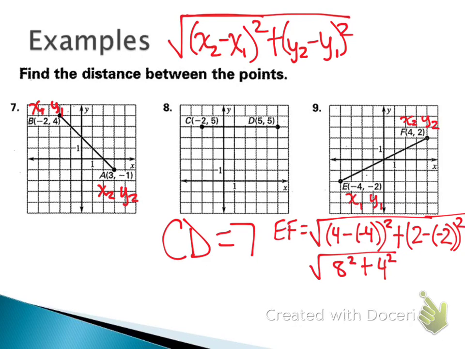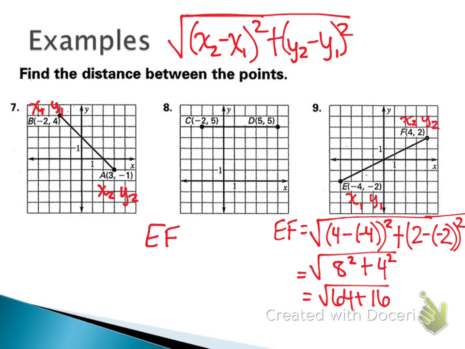What is 8 squared? 64. 4 squared is 16. If I add them together, what do I get? 80. So I have the square root of 80. I'm running out of space, so I'm going to go next door over here. So right now I'm at the point where EF equals the square root of 80.